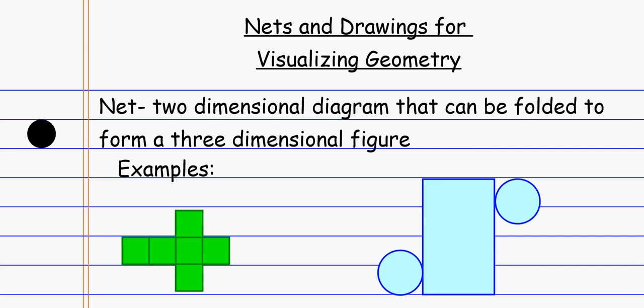So the first thing we're going to look at is a net. A net is basically a two-dimensional diagram that can be folded up back into a three-dimensional diagram. So if I had a three-dimensional shape and I cut it open and spread it out flat on a piece of paper, that's what a net would look like. And so the idea behind this is we want to look at the net and see if we can reconstruct the three-dimensional shape by putting the pieces back together, all right? By folding it back up and taping it back together, that kind of thing.